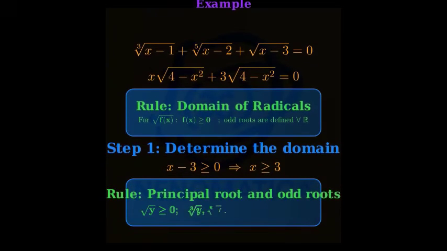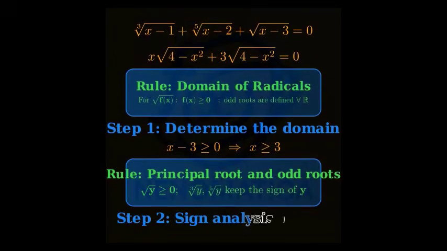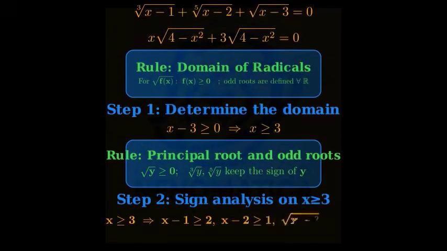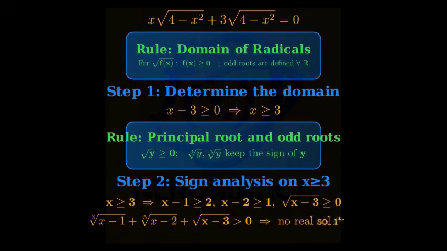Step 2. Evaluate the signs on this domain. If x is at least 3, then x minus 1 is at least 2, and x minus 2 is at least 1. Cube root and fifth root preserve sign, and the principal square root is always non-negative. Therefore, the left side is strictly positive and cannot equal 0. There is no real solution.